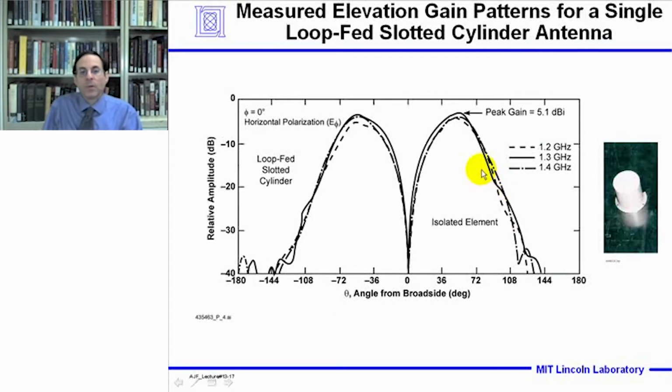Now we can measure the gain pattern of a single isolated loop-fed slotted cylinder antenna on the ground plane, and that's shown here over the band 1.2 to 1.4 gigahertz. This is a 15% bandwidth centered at 1.3 gigahertz. The measured peak gain of the horizontal component E phi is on the order of 5 dBi. And again, this is for the isolated element on the ground plane. So the peak occurs in the vicinity of about 50 degrees from broadside with a deep null right at broadside.